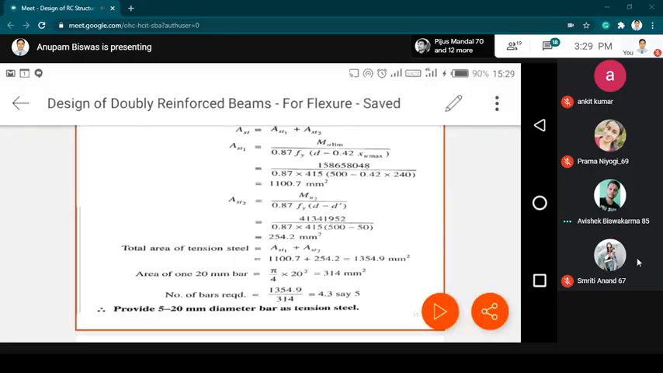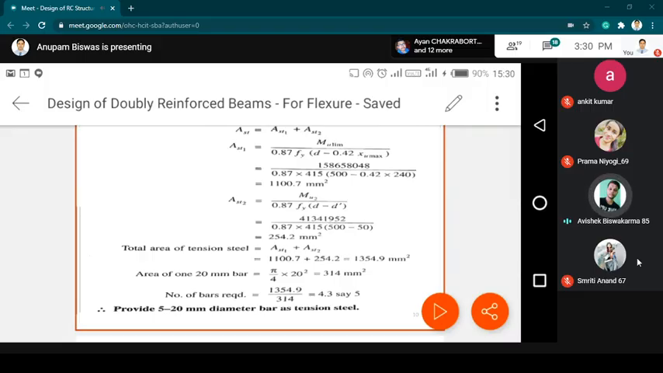नहीं नहीं, उसका कोई चेक नहीं है. That is up to you. We can take 20 bar, we can take 25 bar, we can take 16 bar, but in general we have to make sure that for a particular beam there should be at least 2 number of bars and at most 4 numbers of bar or 6 number of bar, not more than that. Okay, we can so calculate, sir.